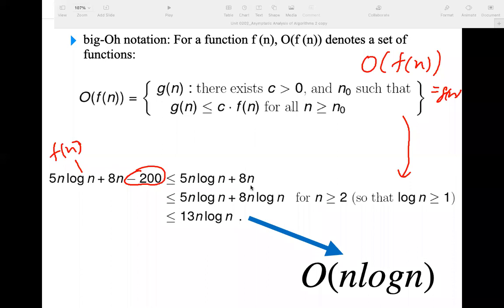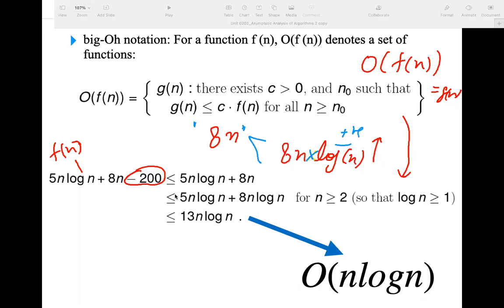And then what do we do? From our mathematics, this is less than or equal to 5n log n plus 8n log n. Why is this less than or equal to? Because if we write down 8n and if we have 8n log n, then 8n log n is going to grow faster. The reason is that in the second case we are multiplying 8n, which was over here also, with some positive quantity. So obviously this quantity is always going to be greater than 8n.